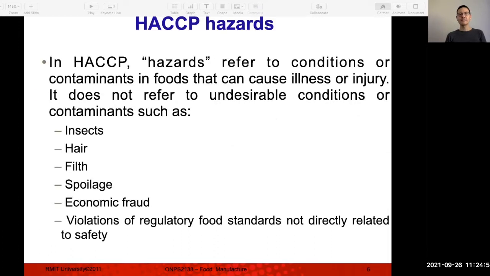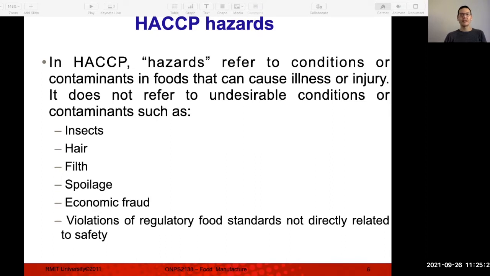So in the case of HACCP, hazards refer to any conditions or contaminants in food which can actually cause illness or injury. So it's important to remember that it doesn't refer to undesirable conditions or contaminants such as insects, hair, general filth or spoilage, economic fraud, or any violations of regulatory food standards that aren't directly related to safety. Some of these, of course, may result in illness or injury.